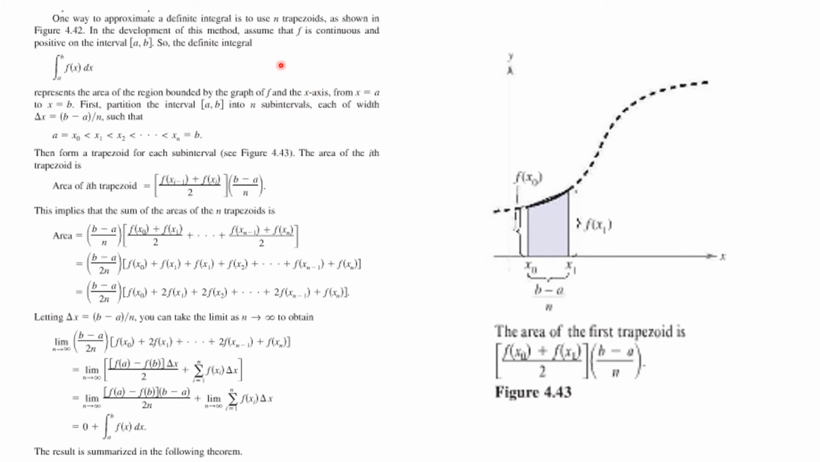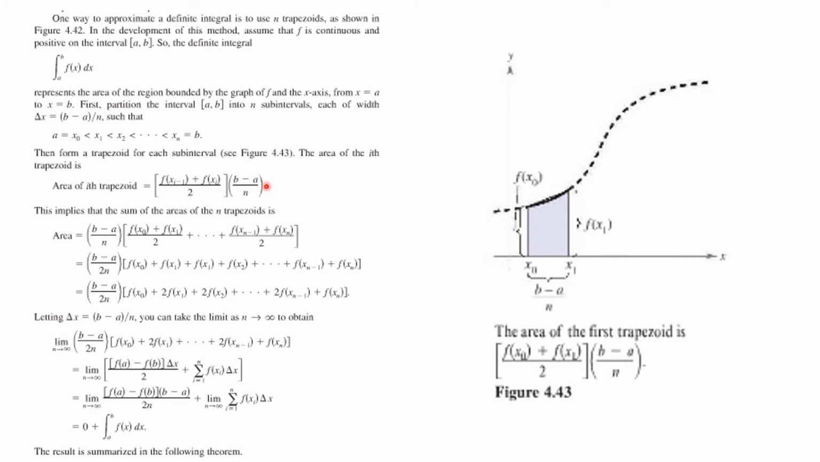Okay, so if we're going to approximate a definite integral using n trapezoids, what you do is slice the interval into n equal pieces where b minus a over n is delta x. Those are the values you chose. You start at a and you end at b, and then you look at each trapezoid. Now the area of a trapezoid is 1/2 the sum of the bases times the height, and you can see that this is what we get.